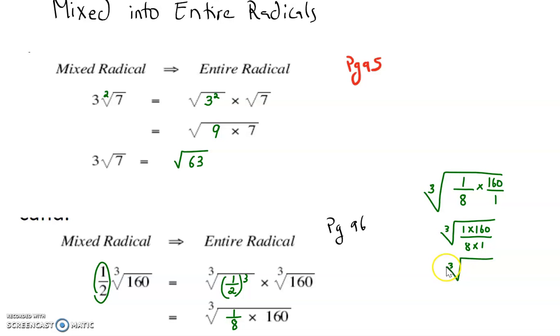You can probably shorten this process, but I'm just giving all the steps out. And this will then give you altogether, it comes out to be 20, because 160 divided by 8 is 20. And now you have changed your mixed radical into an entire radical. Okay?